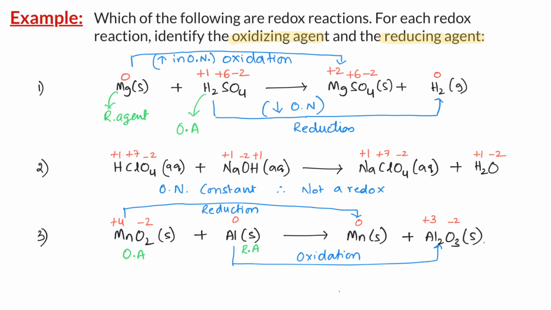As you can see, in reaction 3, on the reactant side, aluminum is in its pure elemental form, and on the product side, it is in a compound. Therefore, it's a redox reaction. If we look at reaction 1, magnesium is in its elemental form on the reactant side and in a compound on the other side. Therefore, it's a redox reaction.